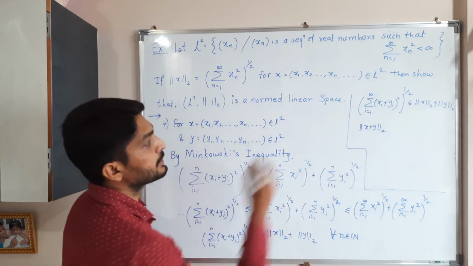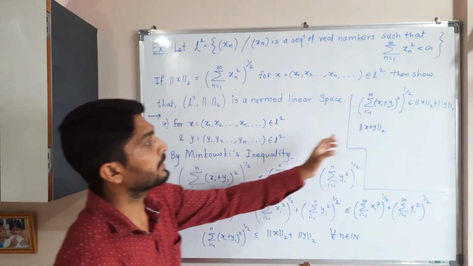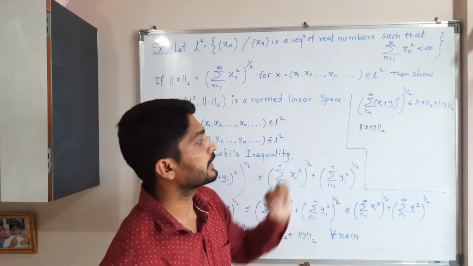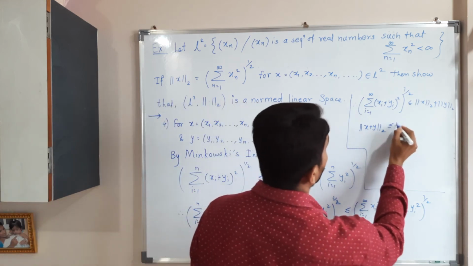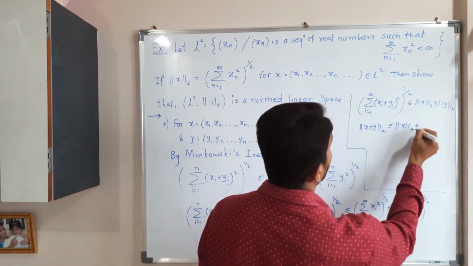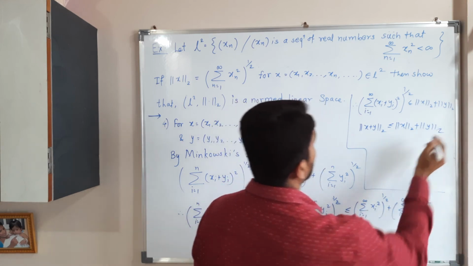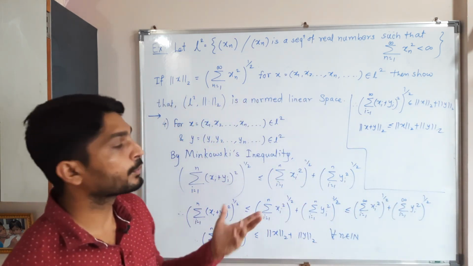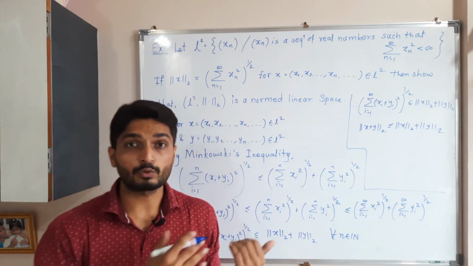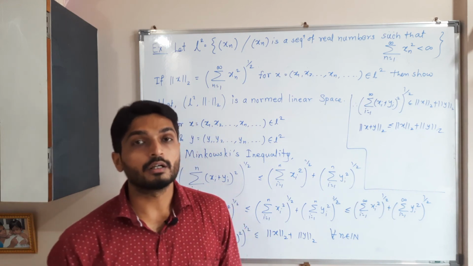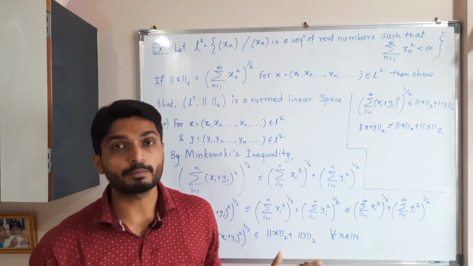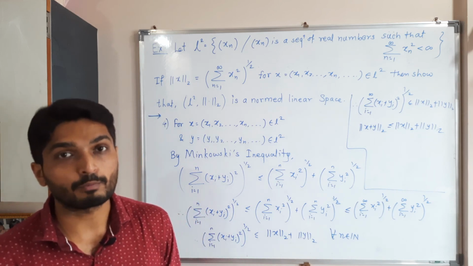Here simply we have xi, but here we have xi plus yi. So norm x plus y2 is less than or equal to norm x2 plus norm y2. Getting it now? So in this way we prove the last property also. That means this norm 2 satisfies all 4 properties. So that's why we can declare it is a norm on L2.